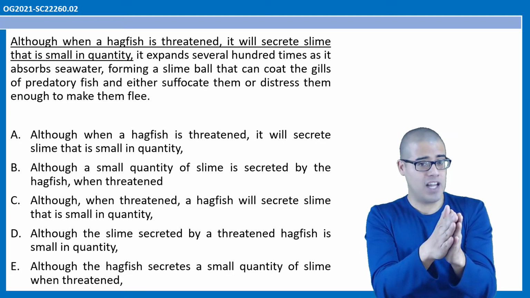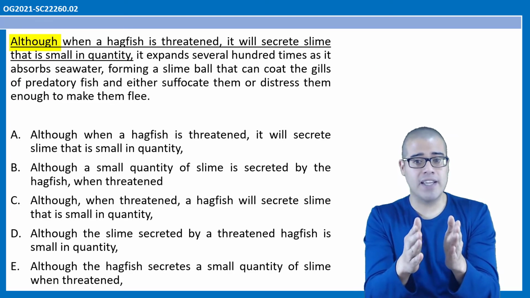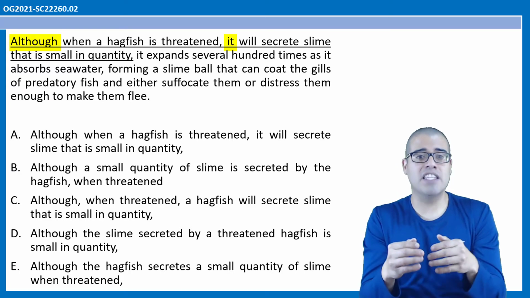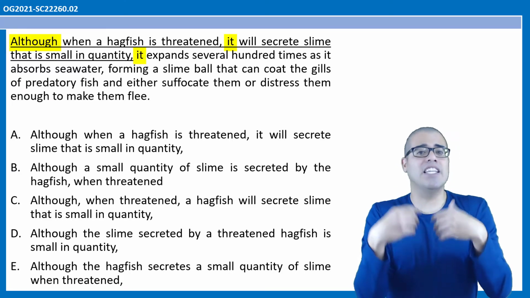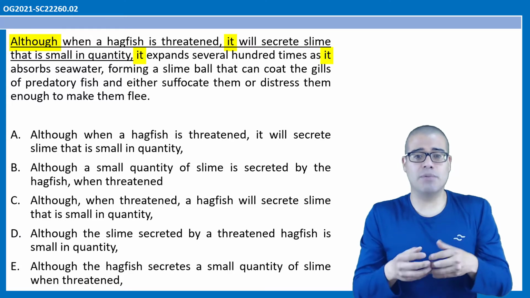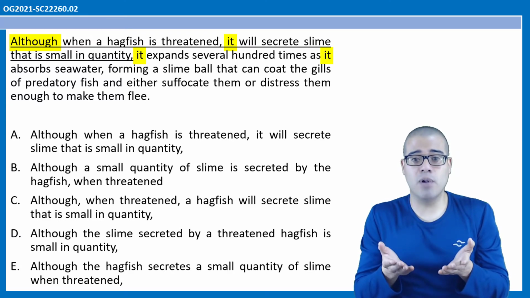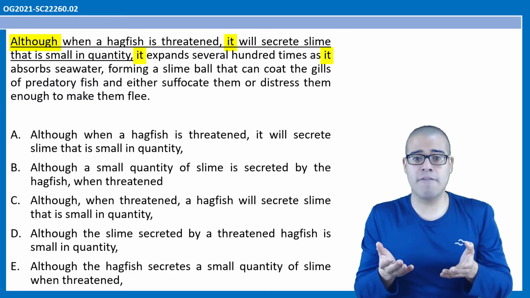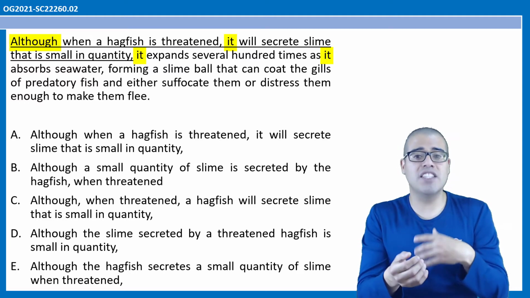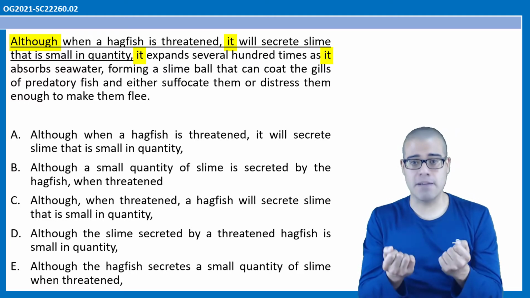Let's read the sentence. Although when a hagfish is threatened, it will secrete slime that is small in quantity. It expands several hundred times as it absorbs seawater, forming a slime ball that can coat the gills of predatory fish and either suffocate them or distress them enough to make them flee.